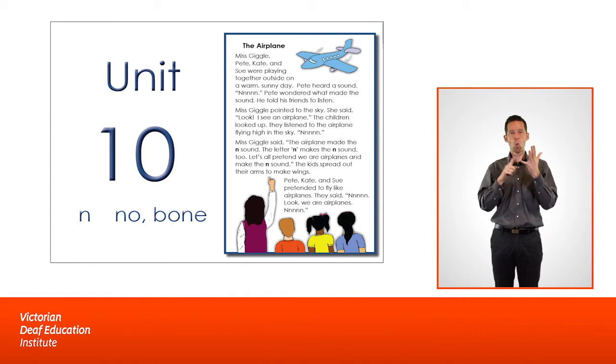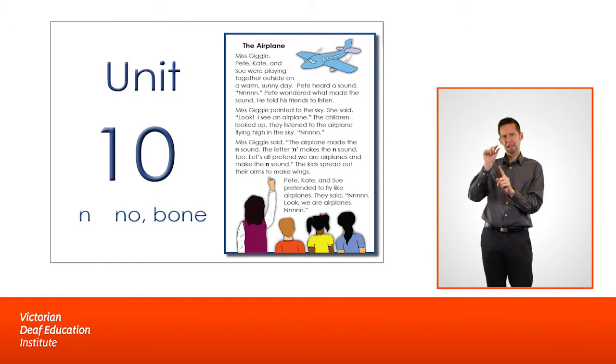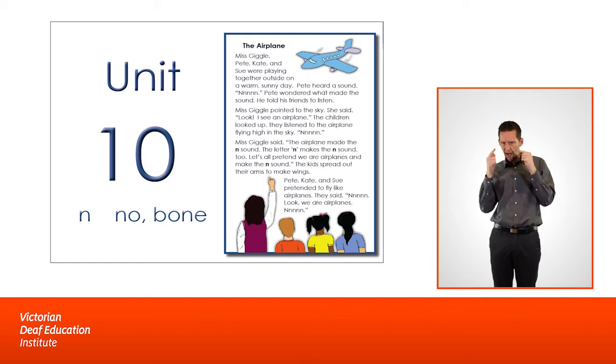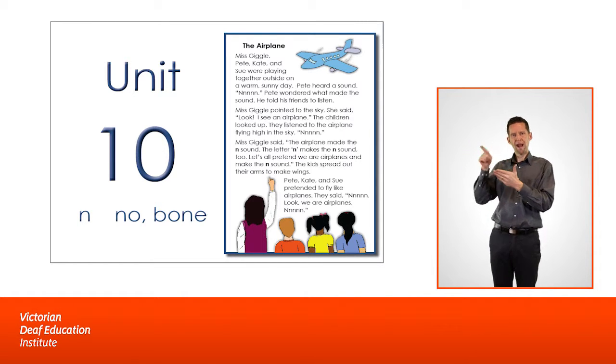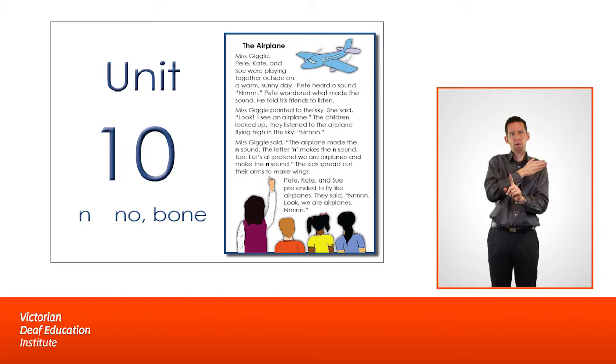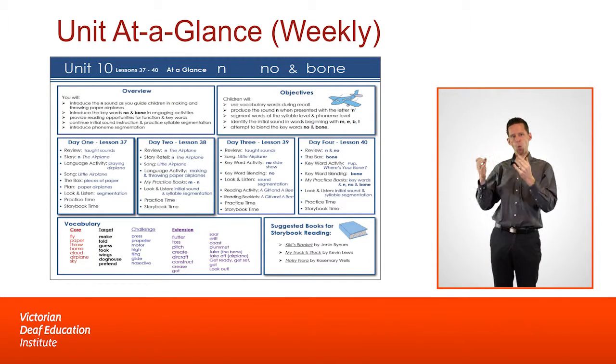Every unit starts out with the first page that has the unit story, as well as the target letter sound and the target keywords. And the keywords are the decodable words that children can read once they've made it through the previous units. Each unit has an at-a-glance page. So this is a weekly overview of each daily lesson, as well as the unit vocabulary, the children's objectives, and suggested books for storybook reading.